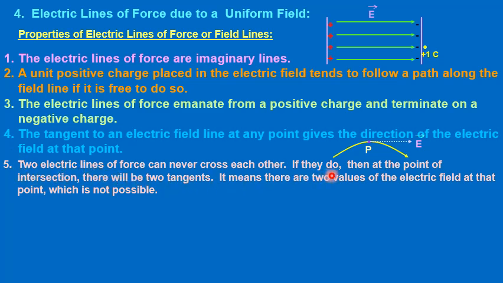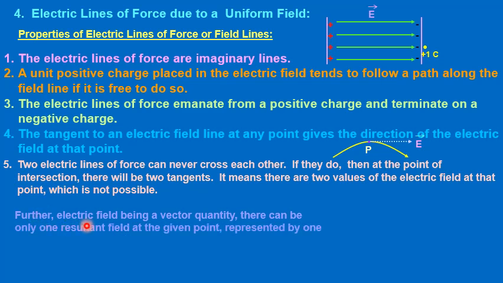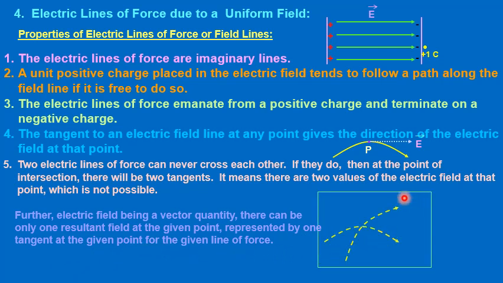Fifth, two electric lines of force can never cross each other. If they do, then at the point of intersection there will be two tangents. It means there are two values of electric field at that point, which is not possible. Further, electric field being a vector quantity, there can be only one resultant field at the given point, represented by one tangent at the given point for the given line of force. As we can see in this diagram, if they intersect, then there will be two directions of electric field at that point, E1 and E2, and the resultant E vector, which is practically not possible.